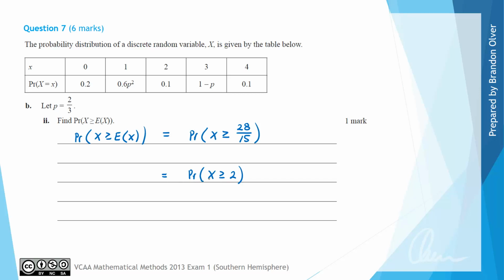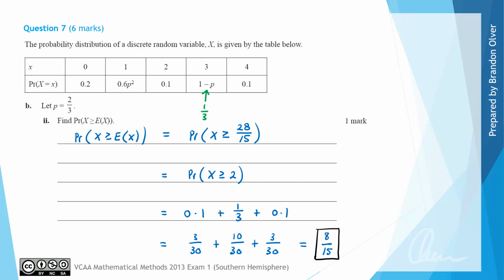So we have the probability that x is greater than or equal to 2, which is equal to 0.1 plus 1 subtract p, but we found before that that value is 1/3. So we have 0.1 plus 1/3 plus 0.1 again. And this is going to equal, 0.1 is the same as 3 over 30, if we get a common denominator at this stage, plus 1/3, which is 10 over 30, plus 0.1, which is another 3 out of 30. So all up we get 16 out of 30, which is the same as 8 over 15. So that is the answer to this question.